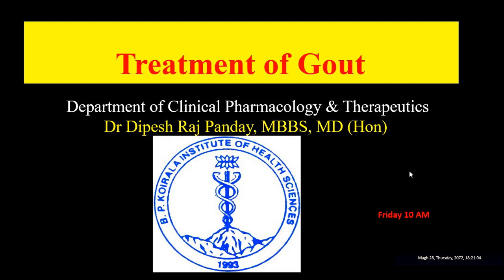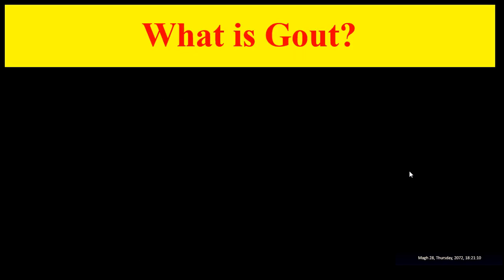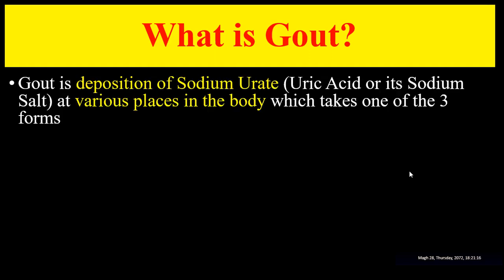Tomorrow we are going to study about gout, treatment of gout. First of all, you should know what is gout. Gout is the deposition of sodium urate, that is sodium salt of uric acid, at different body places in the body, and which takes one of the three forms basically.